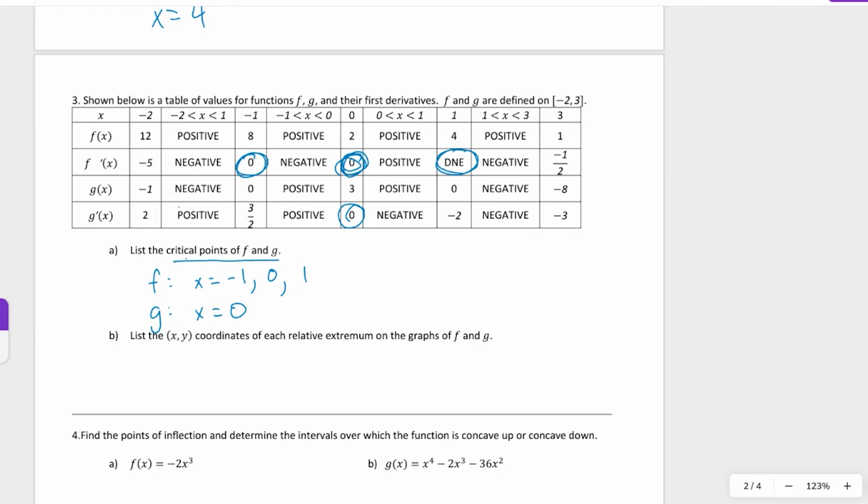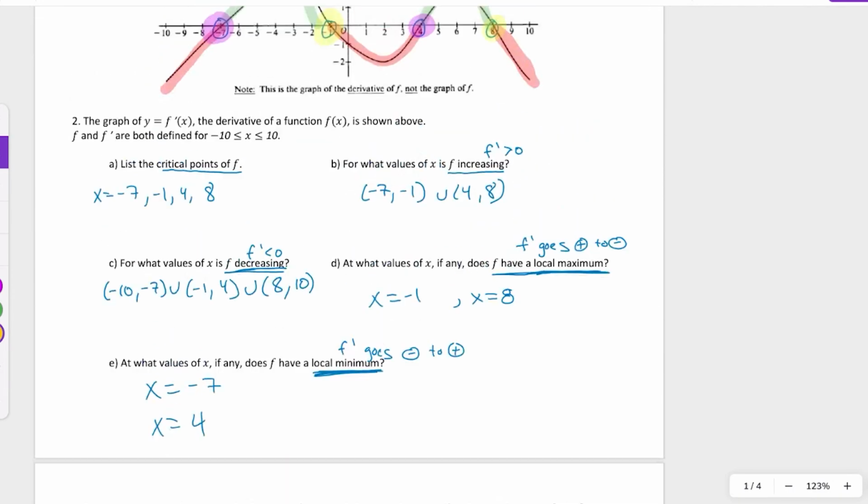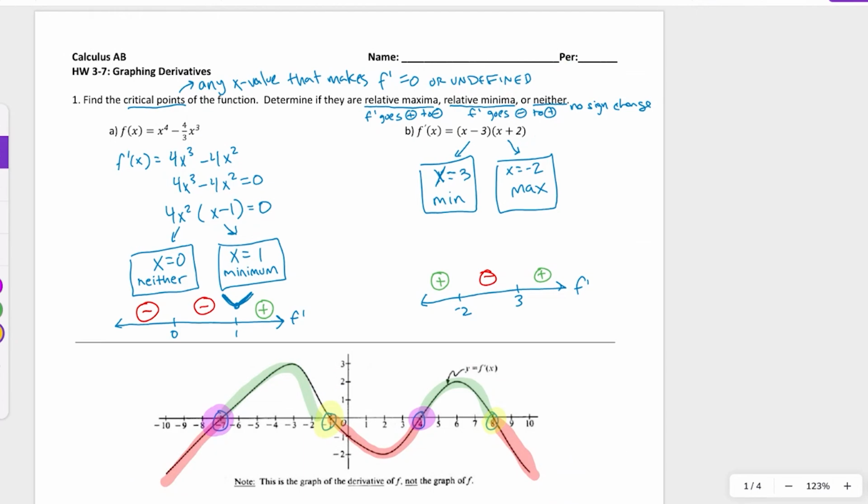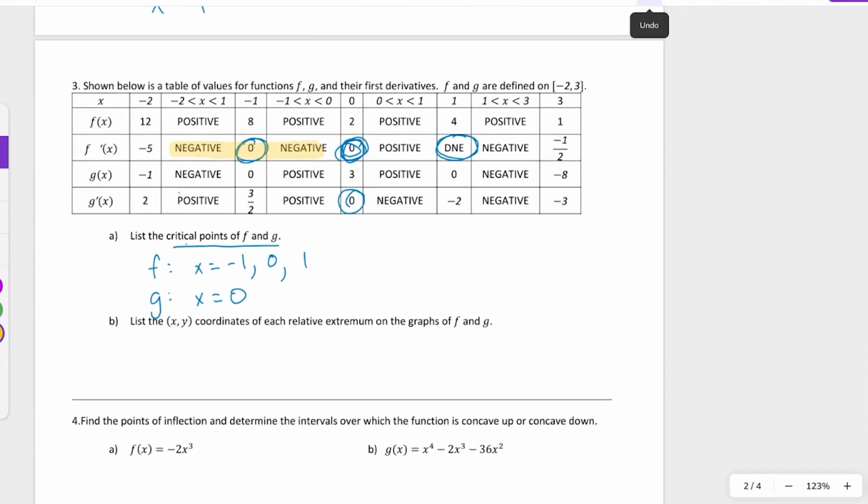B says list the coordinates of each relative extremum on the graph of f and g. So we're going to be looking at these critical points to see if we have a local maximum or minimum. Again, this is going to depend on whether f prime is changing sign or not. So for instance, at x equals -1, I'm looking right here, f prime does not change sign. Okay, so that's not going to be a relative extremum. If we were to write it up here, it would be in the neither category, kind of like this answer right here. Neither a max nor a min. Still a critical point, but just not an extremum.